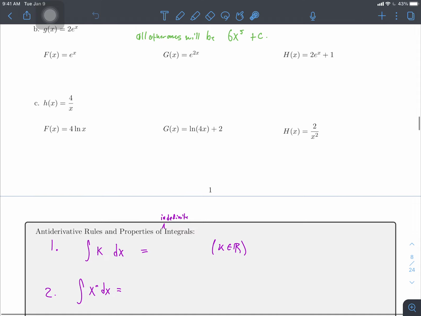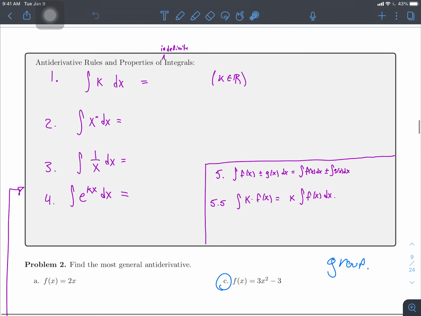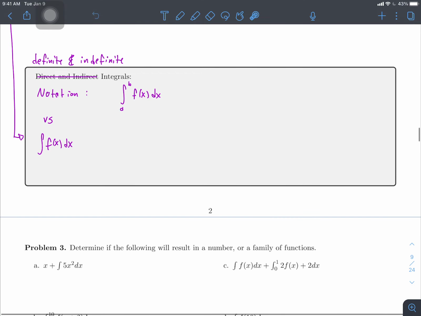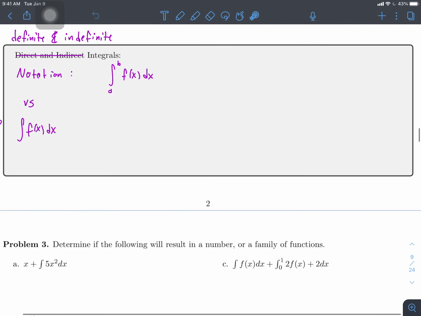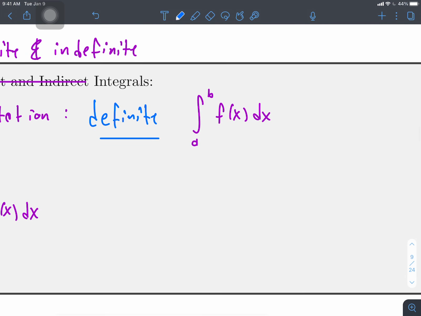And now we're going to learn some, should I start with, okay, I should start with this. I'm going to skip the rules really quickly and go down to this box on definite and indefinite integrals. So I want to draw a distinction between the notation of what we call a definite integral and what we call an indefinite integral. So this one is definite. Okay, when I say definite, I'm referring to the fact that this integral is taken over an interval from a to b.